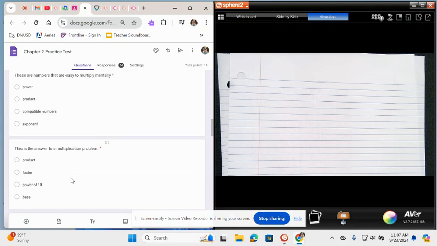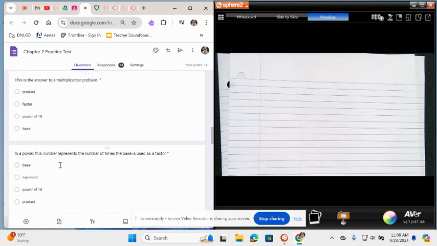And then the next one, this is the answer to a multiplication problem. It's either product, factor, power of 10, or base. The product is the answer to a multiplication problem. When you're multiplying numbers, the two numbers you multiply together are called factors, and the answer is called a product. So it's factor times factor equals product.